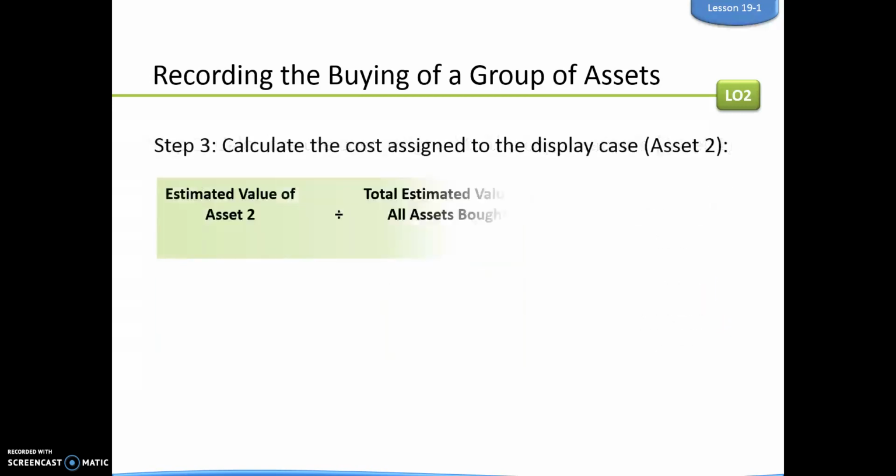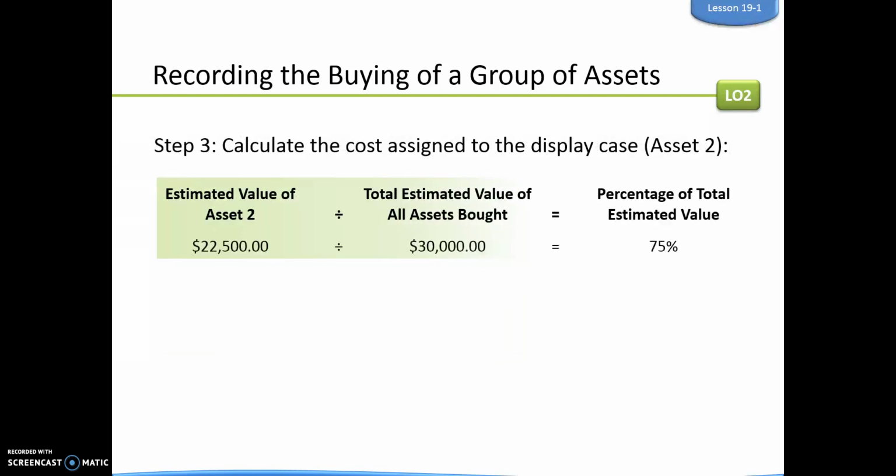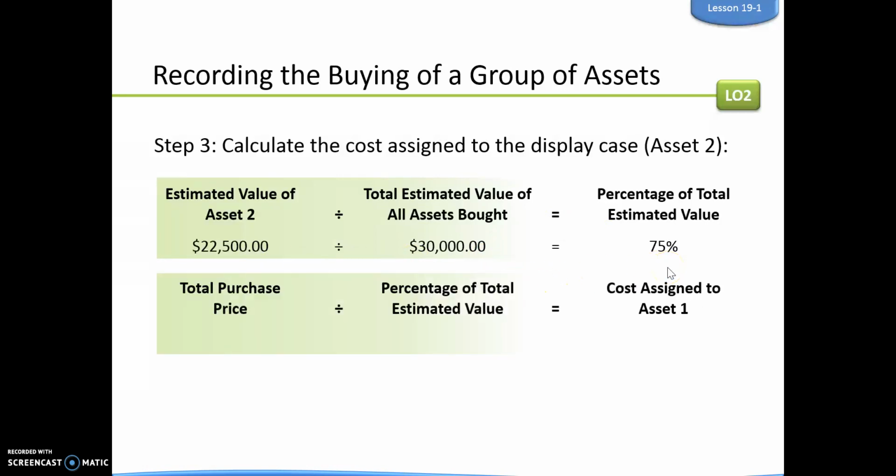And then we need to do the same thing for our display case. So remember, our estimated value of asset number 2 was $22,500. And the estimate of those two together was $30,000. So when we do that calculation, it's 75%. Then we go ahead and we take our total purchase price of $27,000 times our 75%, and we wind up with a cost of $20,250 for our display case.